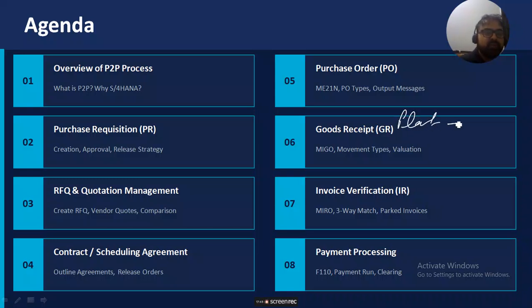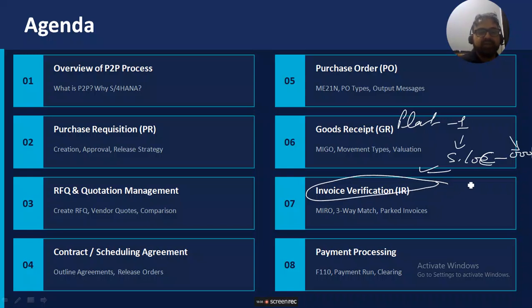Plant 1 and a storage location 0001. This is my store location code. Once the material is okay, then we'll do the invoice verification, right? Means how much quantity we received and what price we need to pay to the vendor.